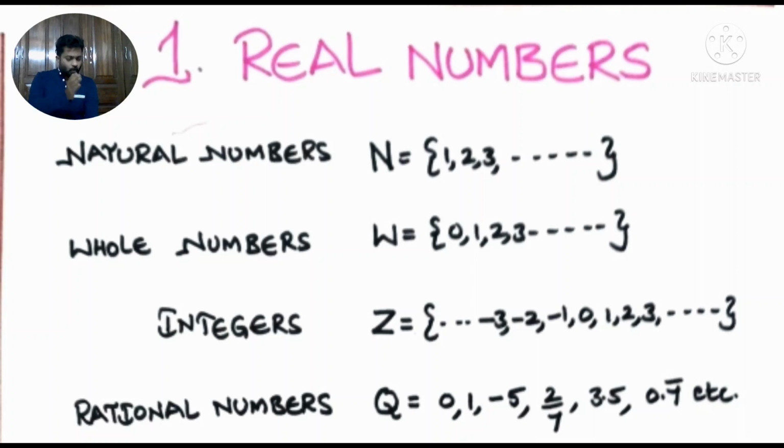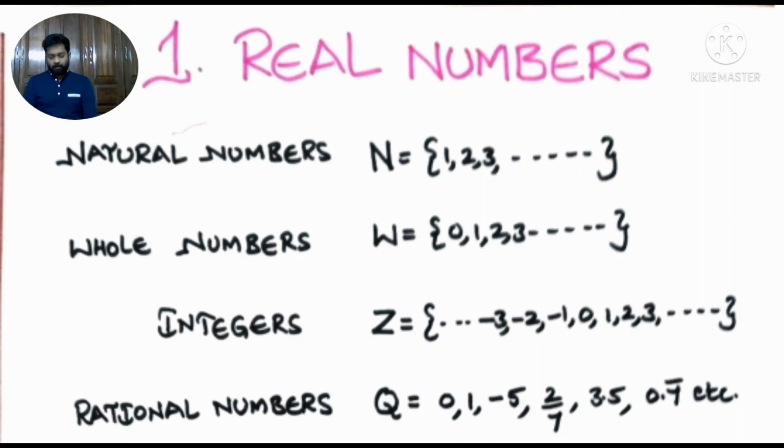If we add 0 to the natural numbers, then we get a new set called the set of whole numbers. The whole numbers are denoted by W. W is equal to the set of 0, 1, 2, 3, and so on. Next one, the set of positive numbers, negative numbers together with 0 is called integers. Integers are denoted by Z. Z equal to either positive or negative and 0 also. That means minus 3, minus 2, minus 1, 0, 1, 2, 3, and so on.